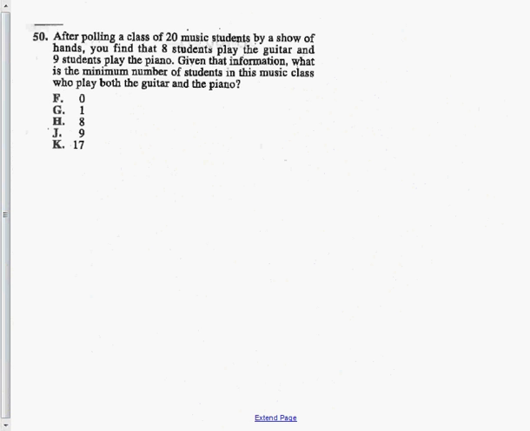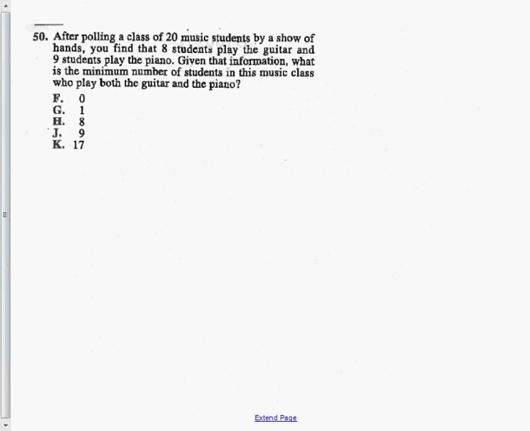After polling a class of 20 music students by a show of hands, you find that 8 students play the guitar and 9 students play the piano. So given that information, what is the minimum number of students in this music class who play both the guitar and the piano? What's the minimum number? All right, that's a question for you. What is it?